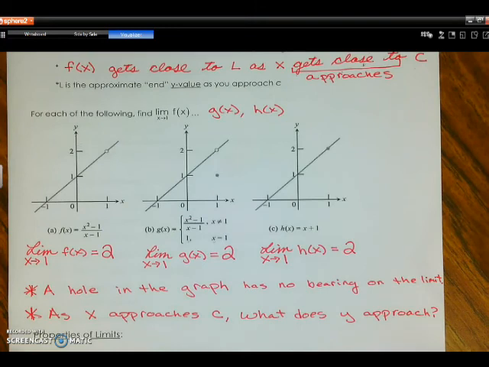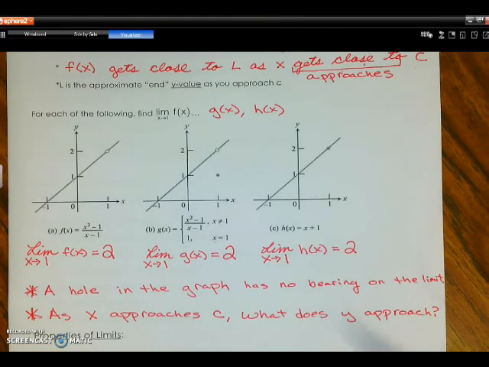So that's just a couple notes. A hole in the graph has no bearing on the limit. It doesn't impact it, okay? Keep in mind there's a difference between evaluating and finding a limit. And as x approaches c, you're basically asking yourself, what does y approach? What is my y value getting closer and closer to?